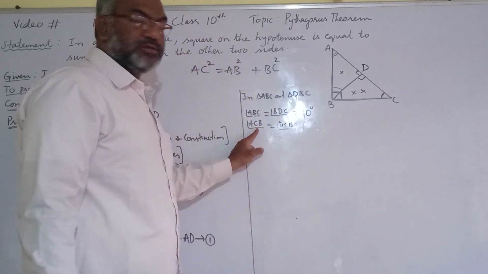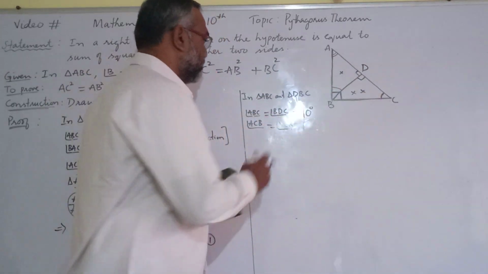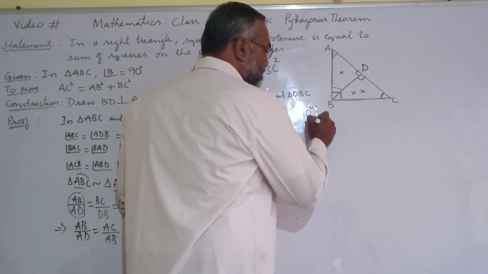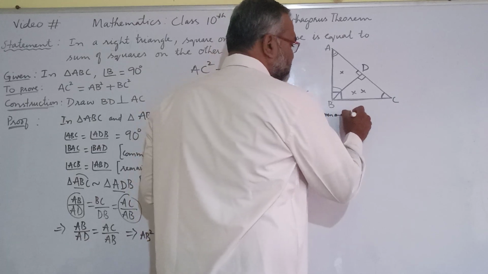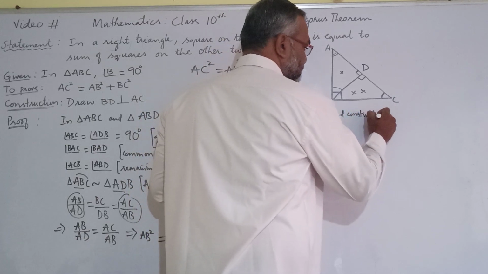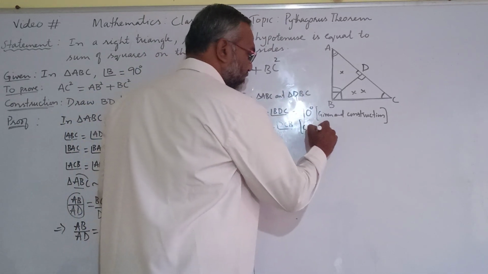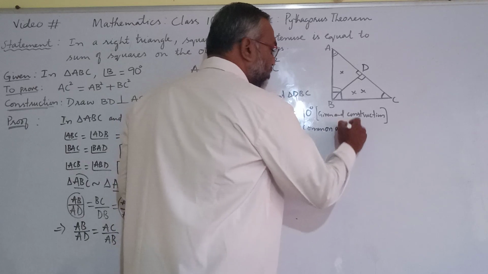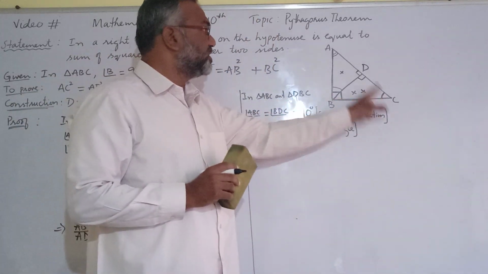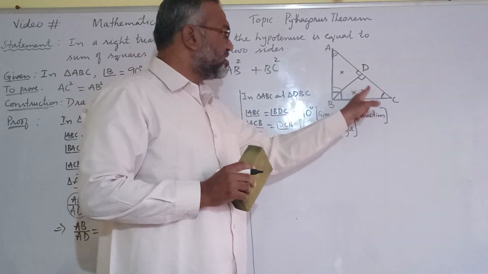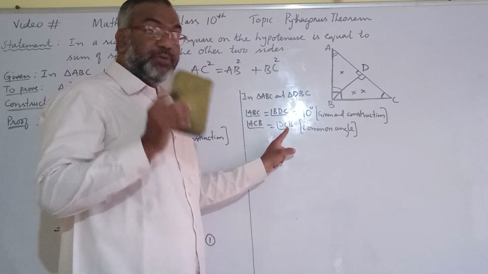C is common. C is present in this big triangle and C is present in this small triangle. They are equal because of given and construction. And this is because common. Common means it is present in both triangles. Common angle C is present in the big triangle as well as in this small triangle. So C is common. Here C, here C. See the middle letter.